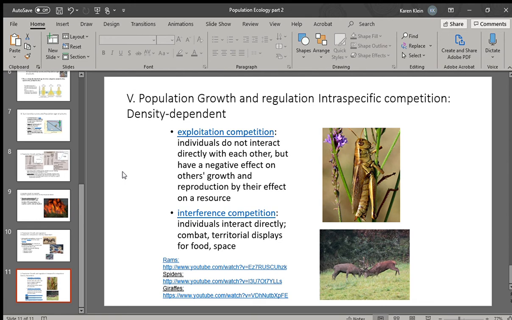Take a bunch of grasshoppers in a small area. They are competing with one another for the food source, but they're not fighting with one another over it. That's exploitation competition. It doesn't make nature films. It's not real exciting, but it is a density-dependent population regulating mechanism. I have trouble in live lectures putting all that together too.